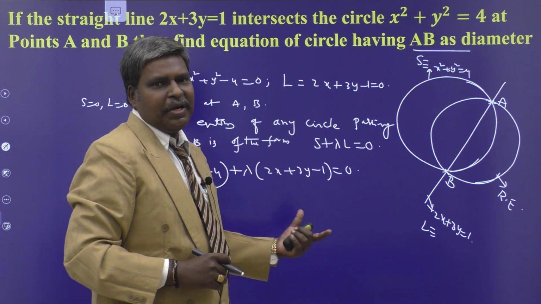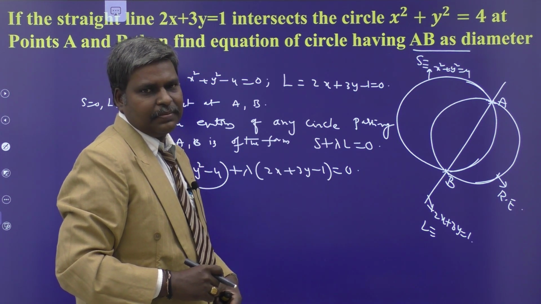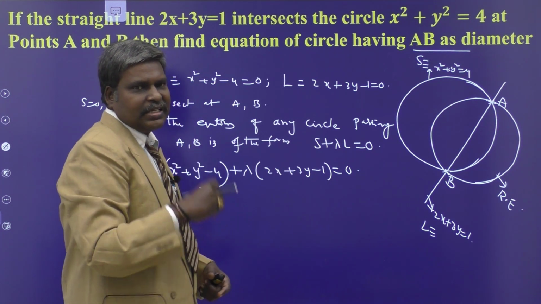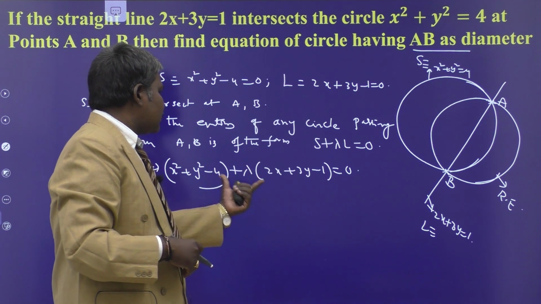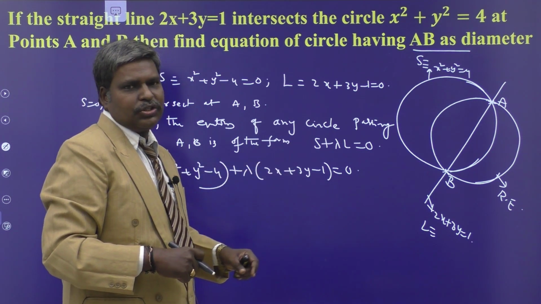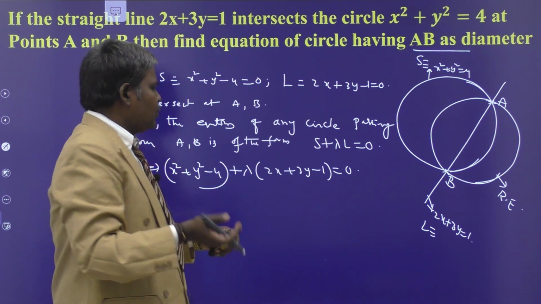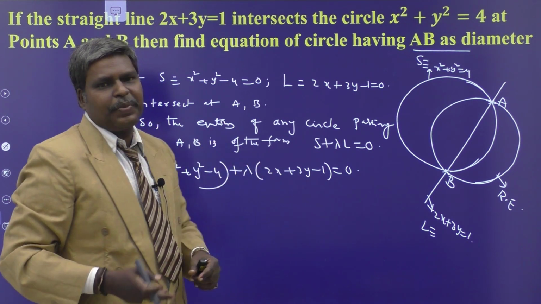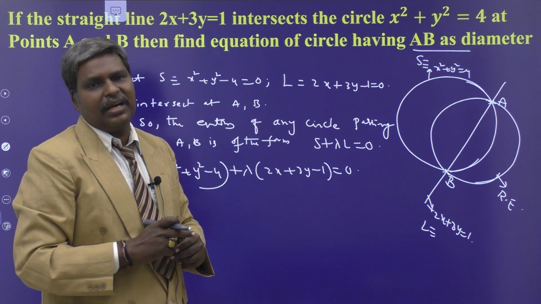So every diameter has its center of the circle. Every diameter possesses its center. So substitute the center of the circle in your line equation, that is the diameter L is equal to 0. We obtain the lambda value. Substitute lambda here itself. We obtain the required answer. That is the idea of the problem.